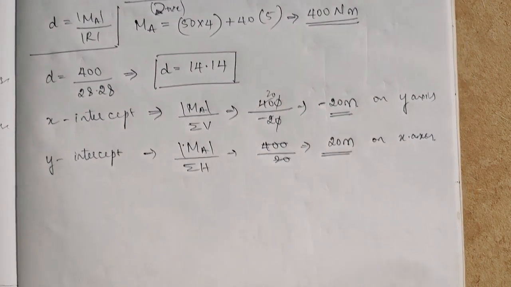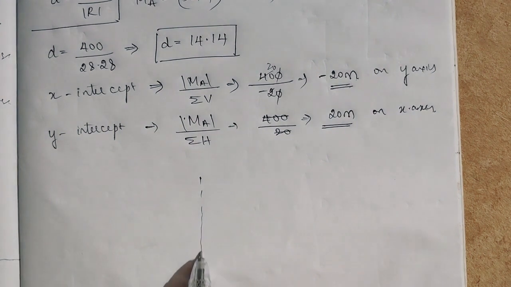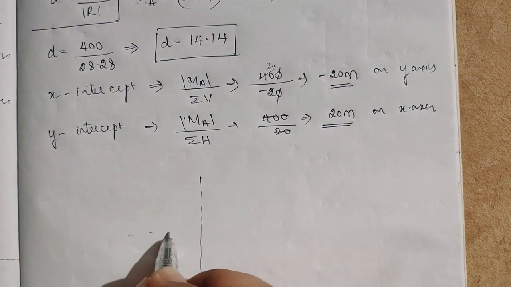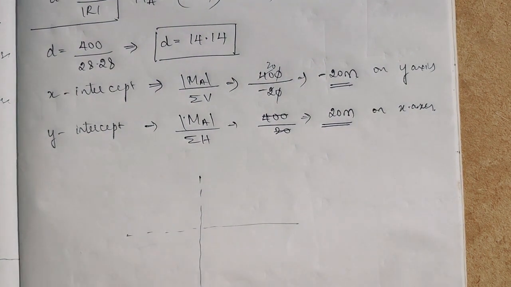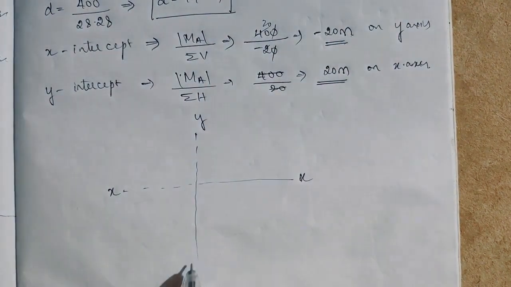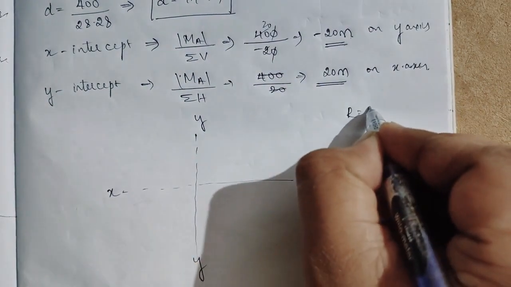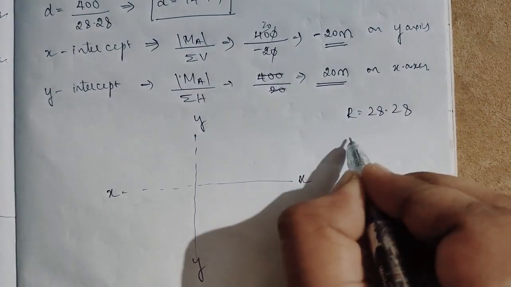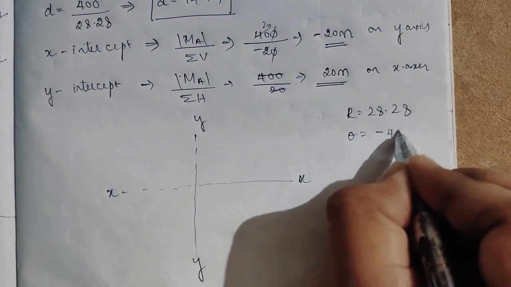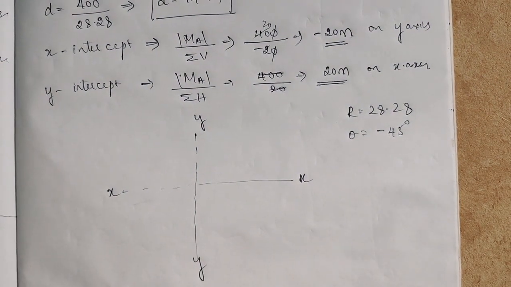Now how to denote the value R? So take down the axes. This is the x-axis, this is x, and this is y, and this is y. So what is the value of R? We got 28.28, theta minus 45 degree. Minus 45 degree means it is clockwise direction.